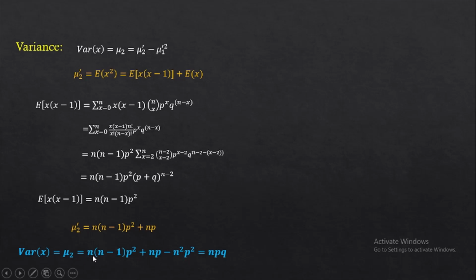So if you multiply this n and p inside, n square p square minus np square plus np minus n square p square. So this n square p square and this n square p square, plus and minus, get cancelled, and here what remains is minus np square plus np. So n and p get common, so np into 1 minus p, and 1 minus p means q. So npq is our variance.